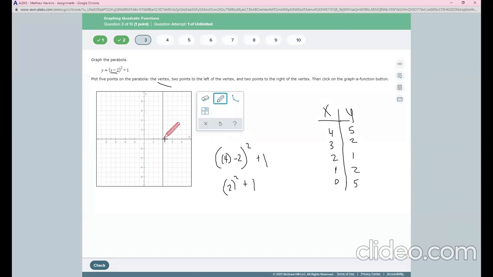So I'm going to use my pencil tool. So I have 4, 5; 3, 2. Oh, that's the wrong point. 3, 2. We have 2, 1; 1, 2; and 0, 5. And we hit the graph function button, it connects it, and we move on.